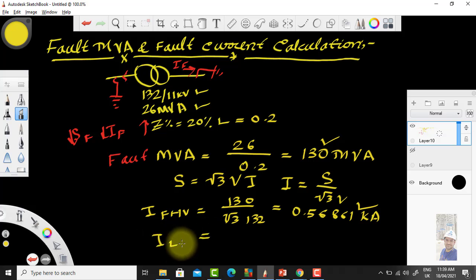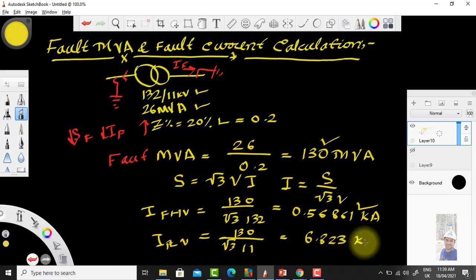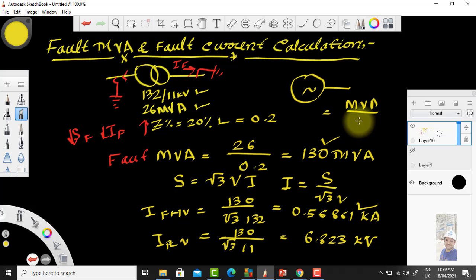If you want to calculate the fault current on the LV side, you need to divide 130 MVA by root 3 divided by 11 kV, so it will be 6.823 kiloamperes. So these are the fault levels for the transformer. If you have a generator, for example, you can also find the fault current in the same way. You just need to divide the MVA capacity of the generator by the percentage impedance, and you can find it out. So these are just examples.